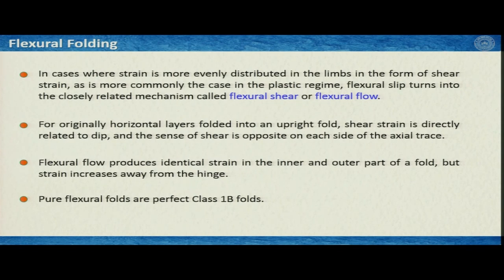In other ways, as it is written here, in cases where strain is more evenly distributed in the limbs in the form of shear strain, as is commonly the case in the plastic regime, flexural slip turns into the closely related mechanism known as flexural shear or flexural flow. So, individual slips are not visible and it is coming to more or less some sort of shear strain. Now, for originally horizontal layers folded into an upright fold, shear strain is directly related to the dip of the limb or folded layers, and the sense of shear is opposite on each side of the axial trace. Flexural flow produces identical strain in the inner and outer part of a fold, but strain increases away from the hinge. And a pure flexural fold generally is also a class 1B fold.